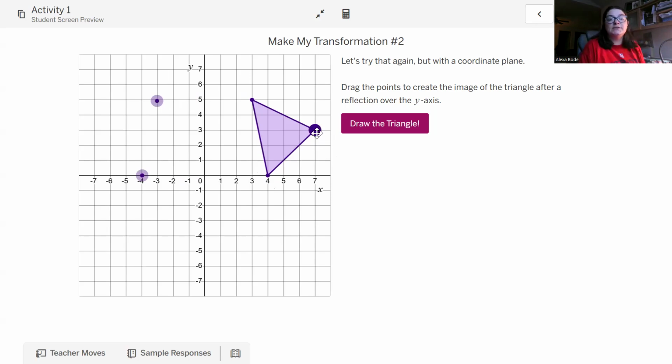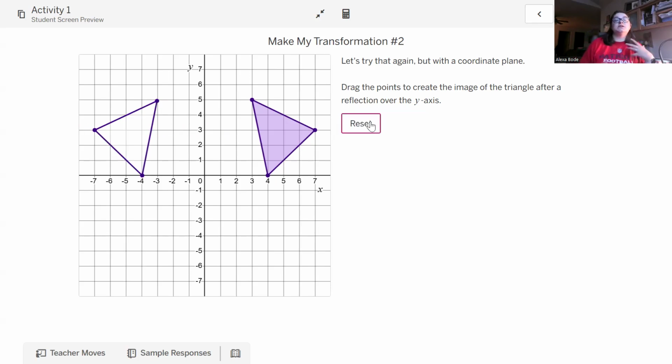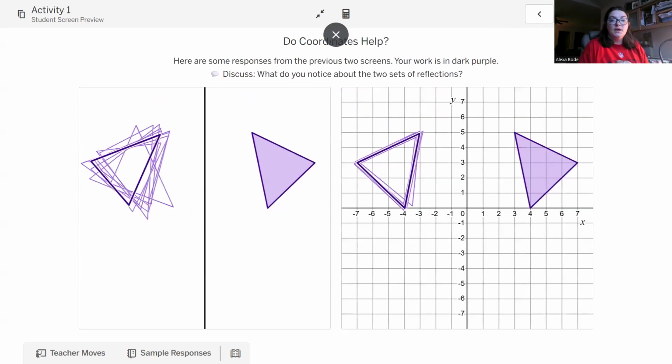And then our last one, 7, 3, it is 1, 2, 3, 4, 5, 6, 7 units away from the y-axis. So it's going to go 7 units away on the other side. And now I'm going to draw that triangle. And notice that one looks a lot more accurate than the one I did without the grid. So you can see the difference here.